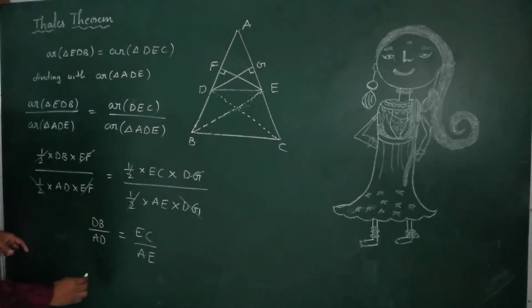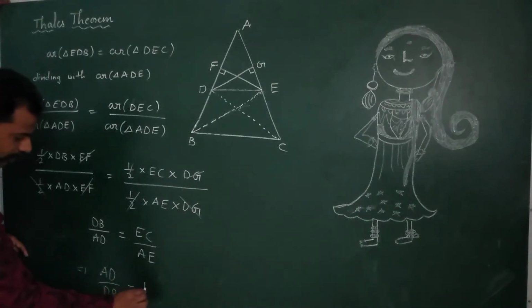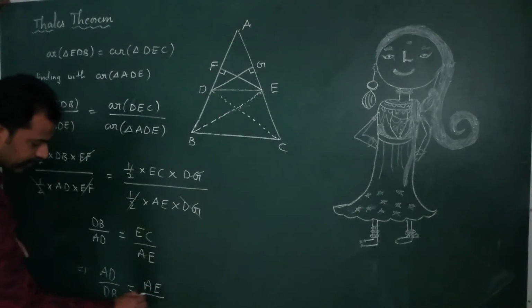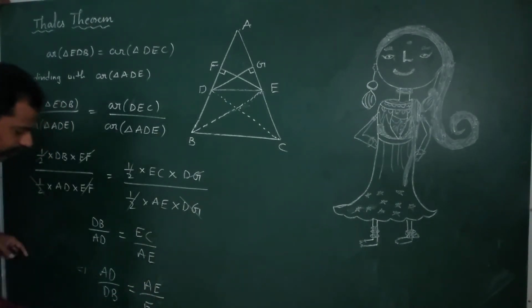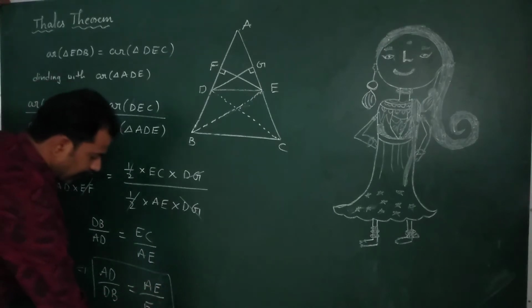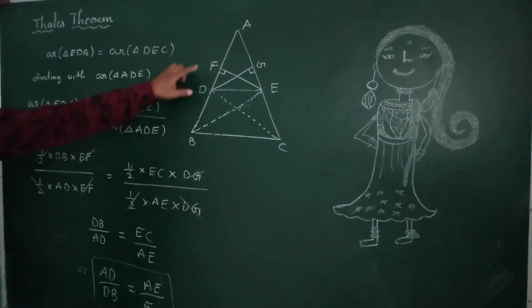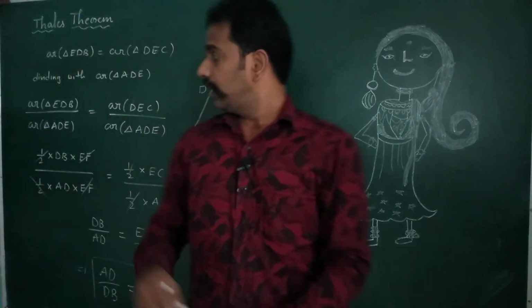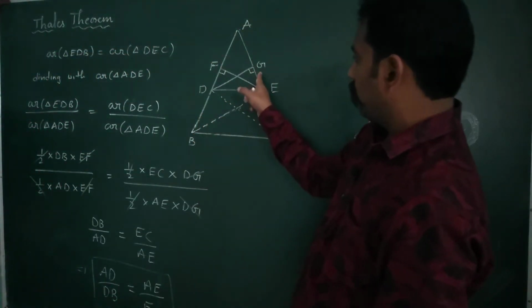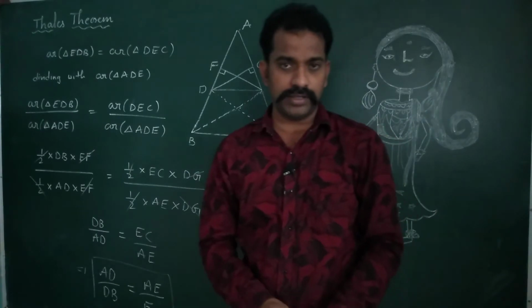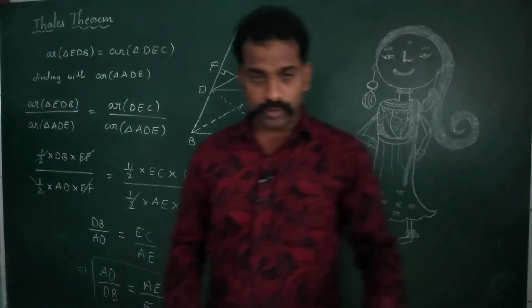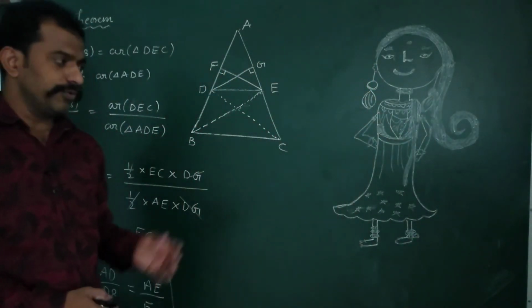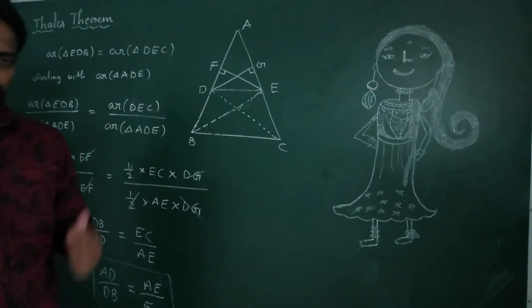Now if you take the reciprocal of this equation, what you get is AD by DB is the same as AE by EC. This is what we had to prove. The line DE divides the other two sides AB and AC in equal ratio, that is AD by DB equals AE by EC. This is nothing but the Thales theorem. So I hope you understand the proof of this Thales theorem. Good luck.